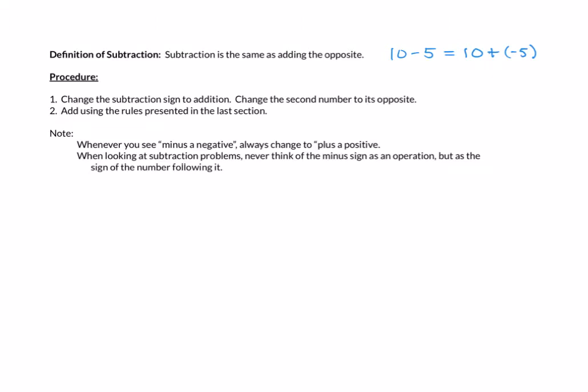So what is our procedure in order to subtract? The first thing we want to do is change the subtraction sign to addition and change the second number to its opposite. From there, we're going to use the rules that were presented in the last section based on whether the signs are the same or different.